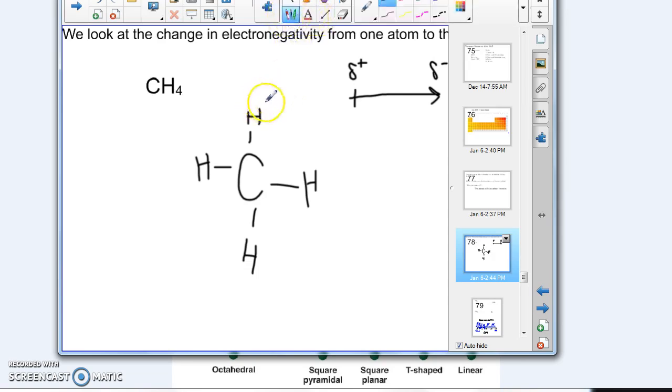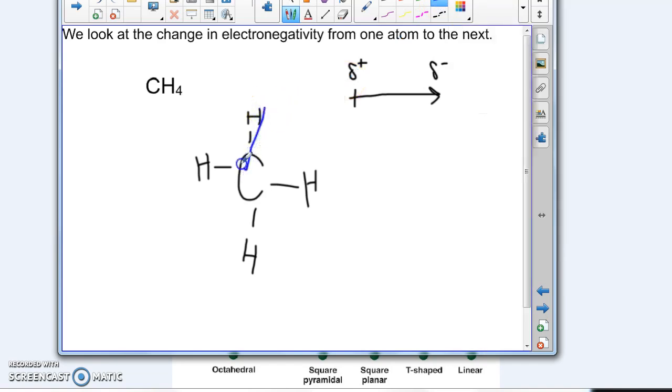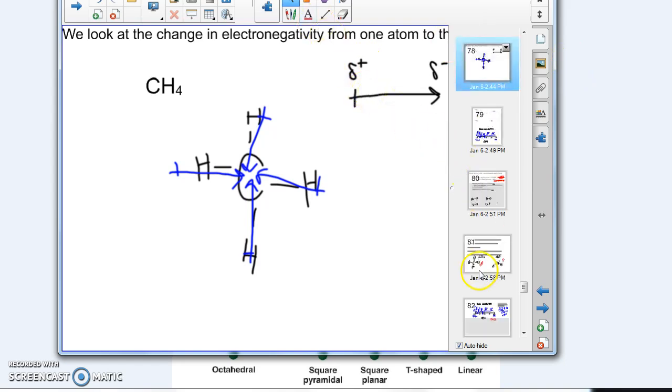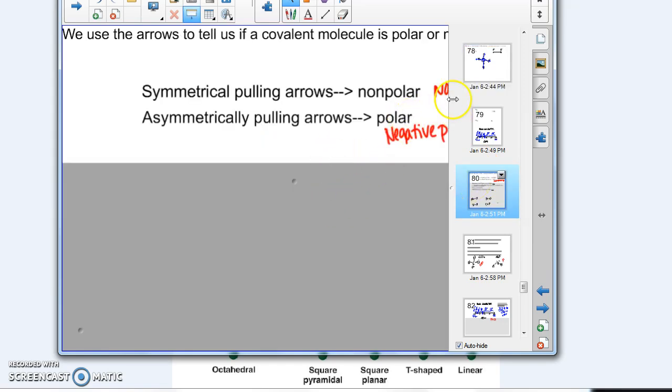So I'll use a different color so you can see it. Use blue. I know my partial positive is this way, and my negative towards the center. Once again, partial positive on the hydrogen, my negative more towards the center, because remember, carbon is more electronegative than hydrogen. Once I do that, I take a step back, and I look at this molecule, and I say, is that polar or nonpolar? Before we talk about if something's polar or nonpolar, we have to understand those ideas. So here are some notes on those different ideas.